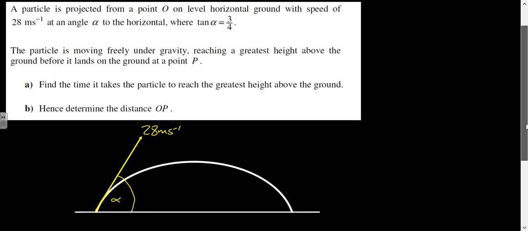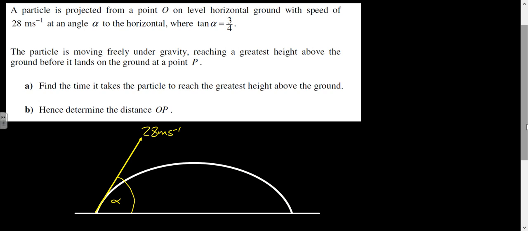Here is a question to review the learning pack work that you will have studied before the lesson. We have a particle projected from a point O on level horizontal ground, speed 28 meters per second and an angle to the horizontal, and tan alpha, the angle, is 3/4. The particle is moving freely under gravity, reaching a greatest height above the ground before it lands on the ground at a point P. So as with all mechanics questions, draw a diagram.